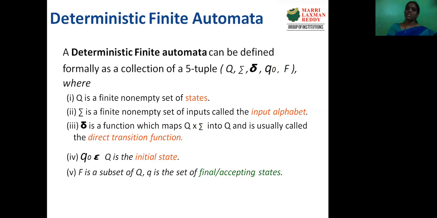Then Q naught belongs to Q, where Q naught is the initial state of the finite automata. As we have seen in our previous lecture, we have to identify the start state. So the start state is labeled here as Q naught, and F is a subset of Q, where you can have one final state or a set of final states. These are also known as accepting states.